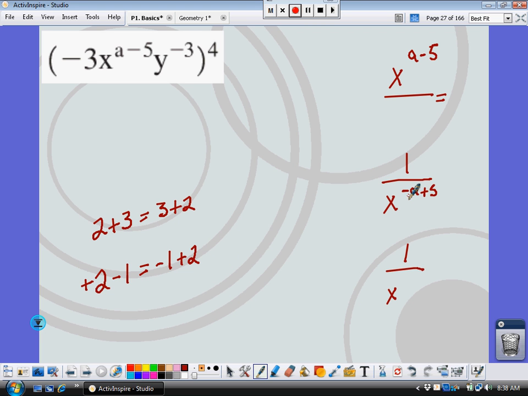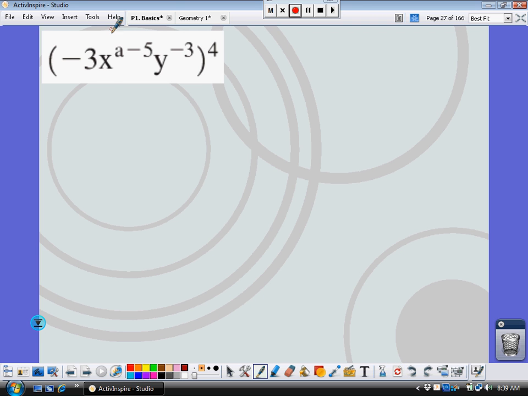So this negative a plus 5, if you don't like negatives, you could write that as 5 minus a. So x to the a minus 5, if you bring it to the bottom, will be x to the 5 minus a. You could kind of flip them around as well. But back to this problem.